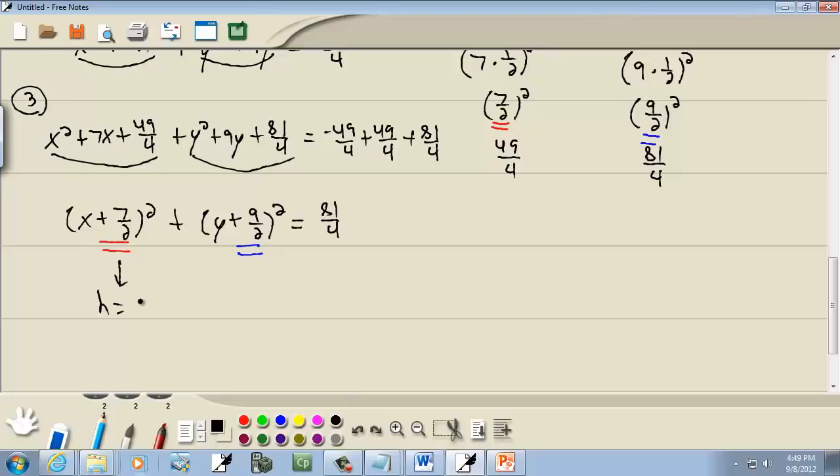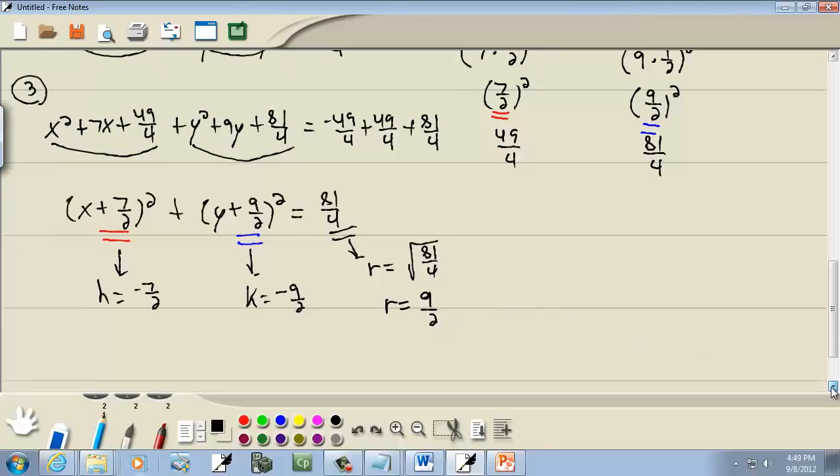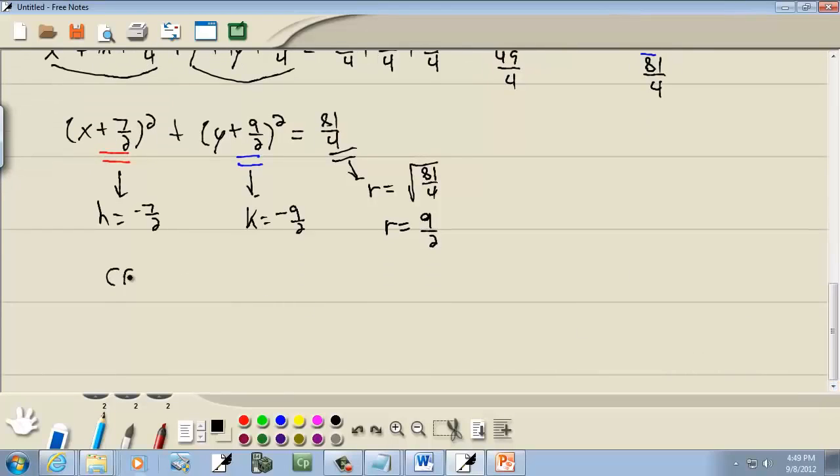Well, this is going to be our h, and it's going to be the opposite sign, so that's negative 7/2. And this is going to be our k, and it's going to be the opposite sign, which is negative 9/2. And this is going to be r squared, and we just take the square root of it. Now, 9 times 9 gives you 81, and 2 times 2 gives you 4, so this becomes 9/2. So our center is (h, k), which is (-7/2, -9/2). And our radius is r, which is 9/2.